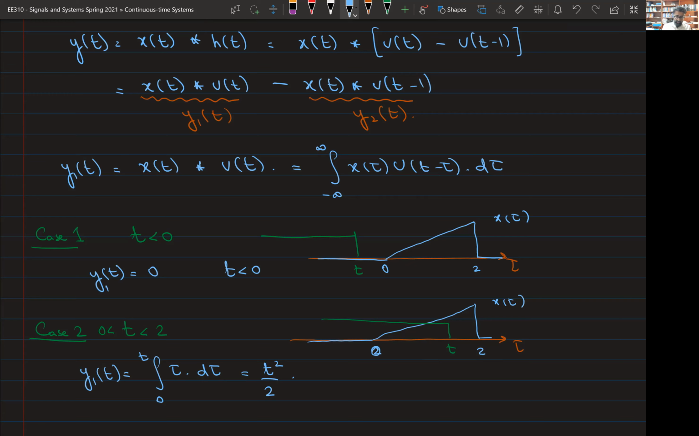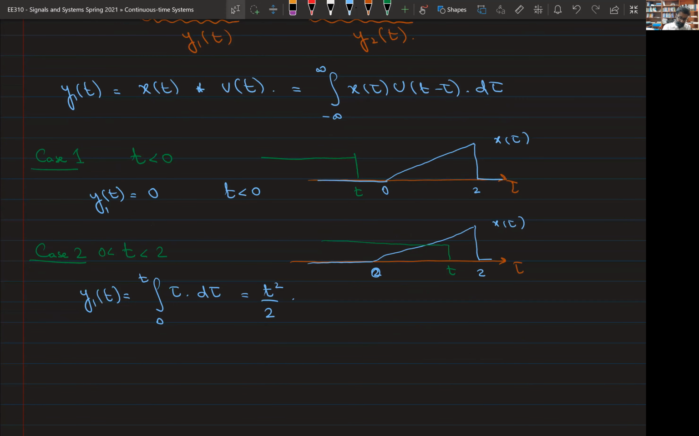Okay. Now, what about case 3? Case 3 is when t is greater than 2, right? And let me take the liberty of not sketching it out. I'll leave that up to you. So this would be integral from where to where? 0 to 2, tau d tau. And this would be equal to tau squared by 2, from 0 to 2. And this is just equal to 2.